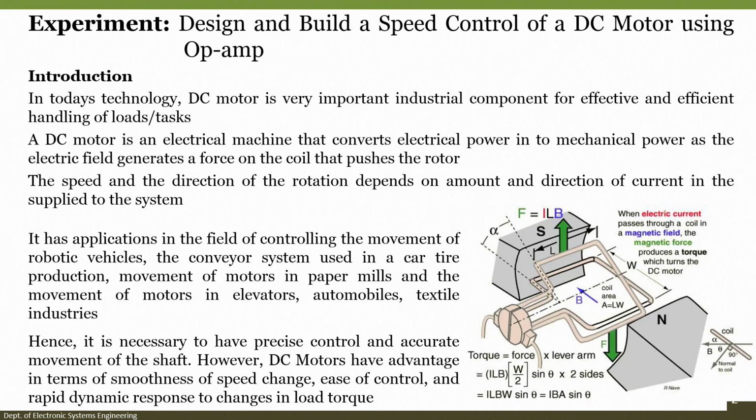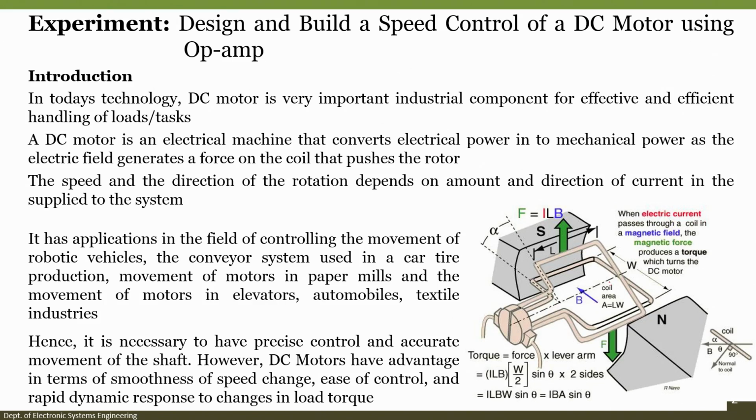If you see the screen, we will start with the introduction, and I have two videos for you so that you understand how the DC motor is constructed. Today's technology, DC motor is extremely important, particularly as an industrial component, because of its efficient and effective handling of loads. A DC motor is an electrical machine that converts electrical power into mechanical power, where it is used for rotating the blade, and the electric field generates a force in the coil that pushes the rotor.